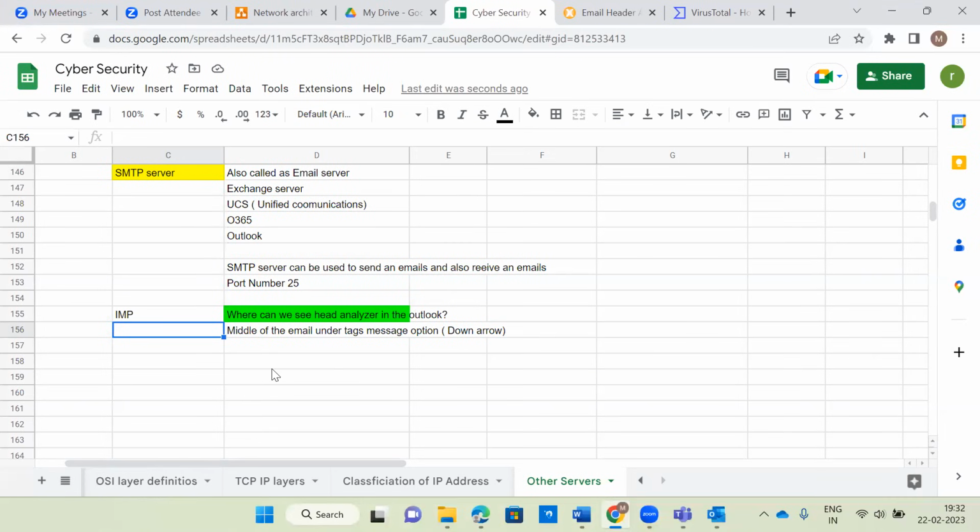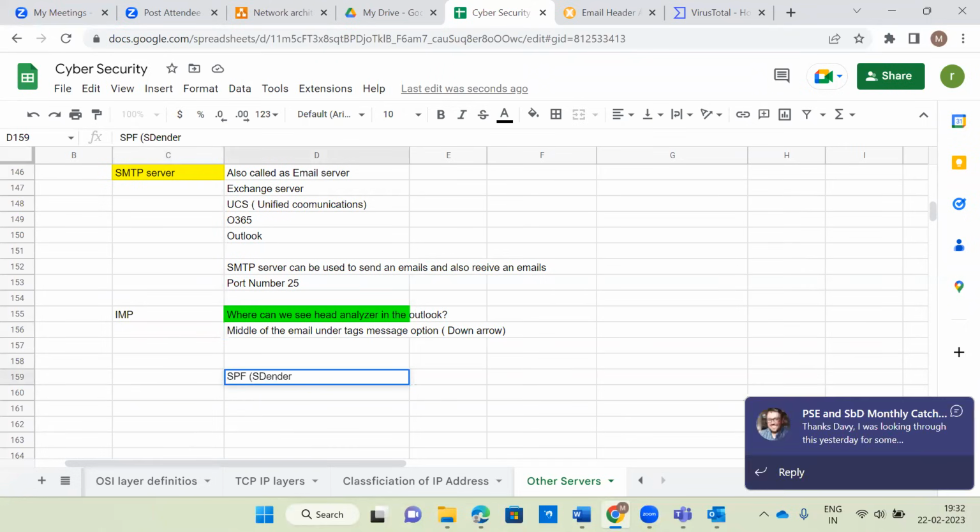Now coming back, I will provide the definitions. SPF, Sender Policy Framework. So what will this Sender Policy Framework do?